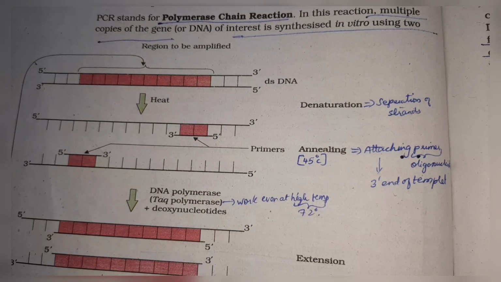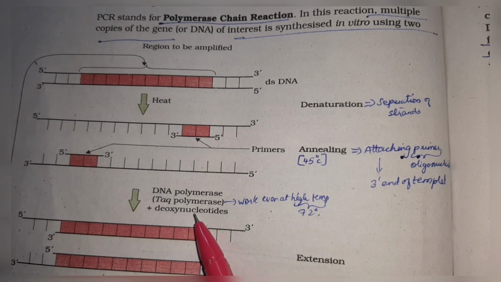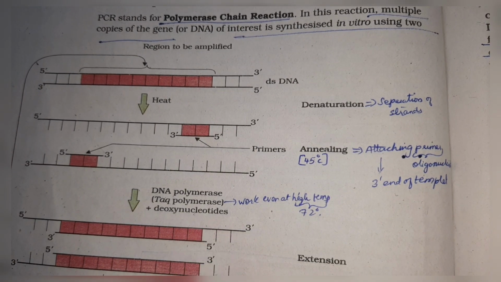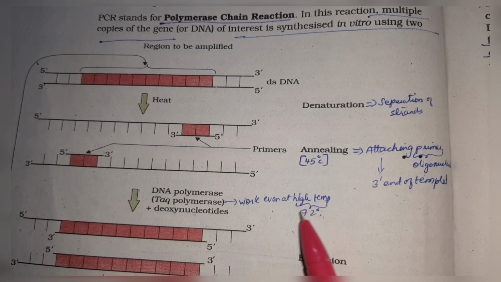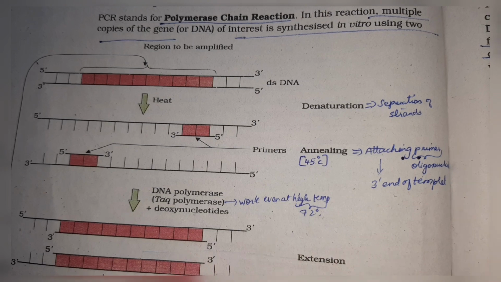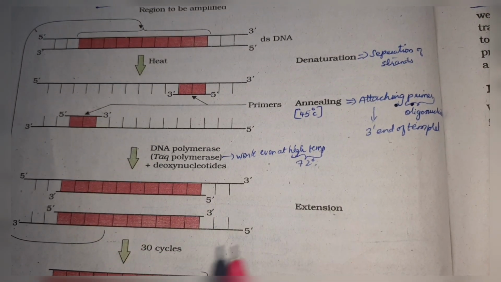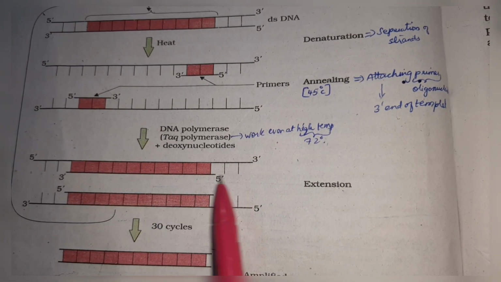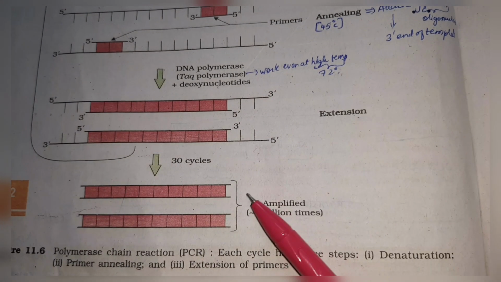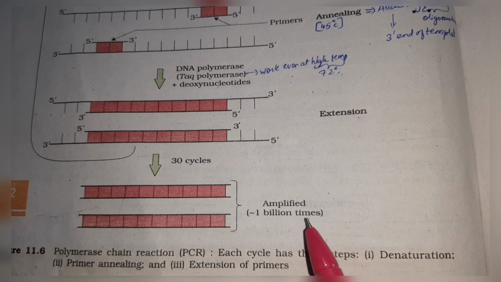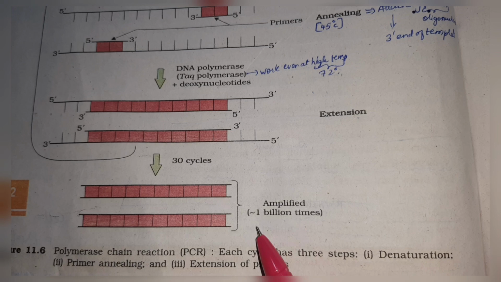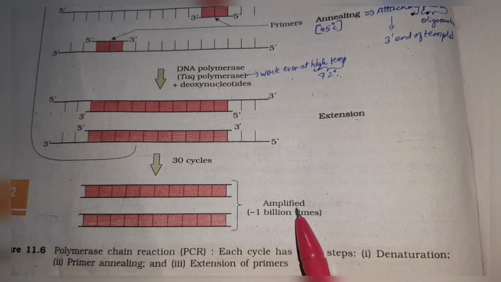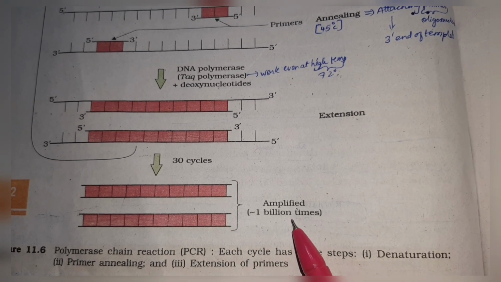Now we introduce Taq polymerase. This is an enzyme. This can work even at high temperatures. Even at 72 degrees, it can work. The third process is extension. The DNA strands are extended, and after 30 cycles you will get amplified DNA. This process is known as amplification. If it is repeated a billion times, you get 1 billion copies.